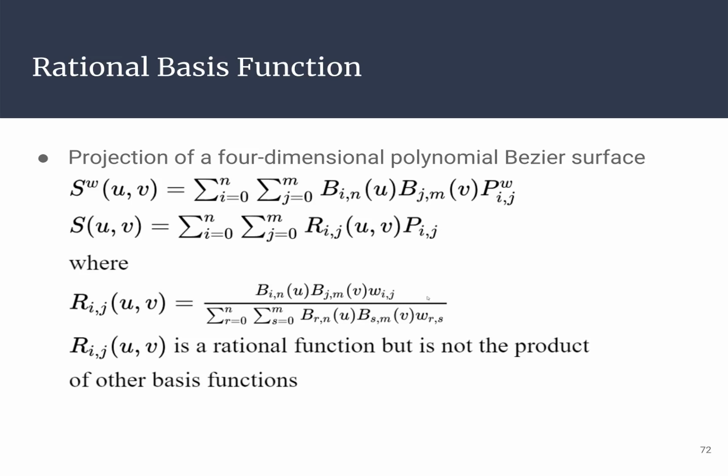With the rational basis function, we can project a four-dimensional polynomial Bezier surface. Here we have s raised to w of u comma v equal to the summation of these two Bernstein polynomials multiplied by the control points. Again, we have s of u comma v equal to the summation of the rational basis function multiplied by the control points, and through algebra we can show the rational basis function here. A key point to note is that the rational basis function is a rational function, but is not the product of other basis functions.